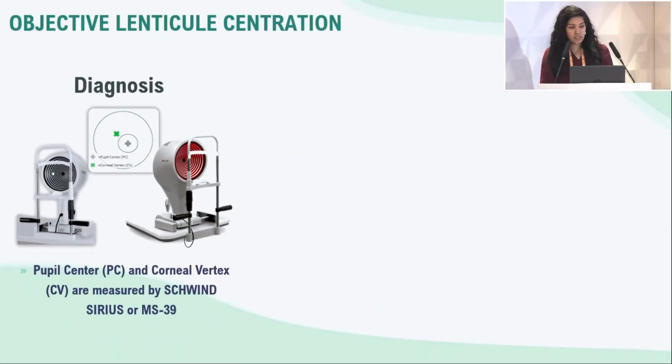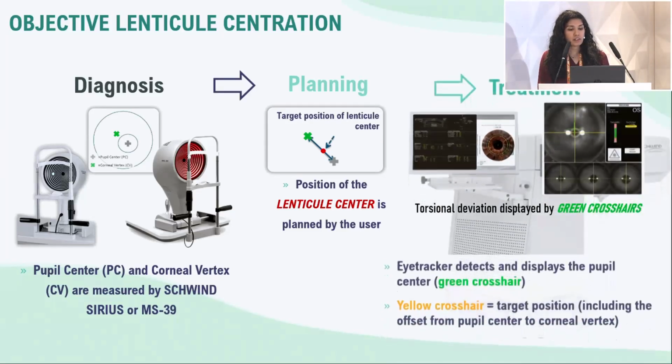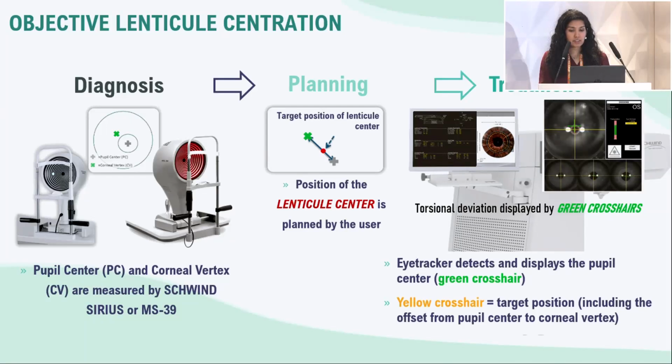So the diagnosis: we first calculate the pupil center and the corneal vertex. That can be measured either by the Sirius or the MS39. And the planning is next done by using this data from Sirius or MS39. So on the system, we can see the green crosshairs that are present, which tell us about the torsional deviation.